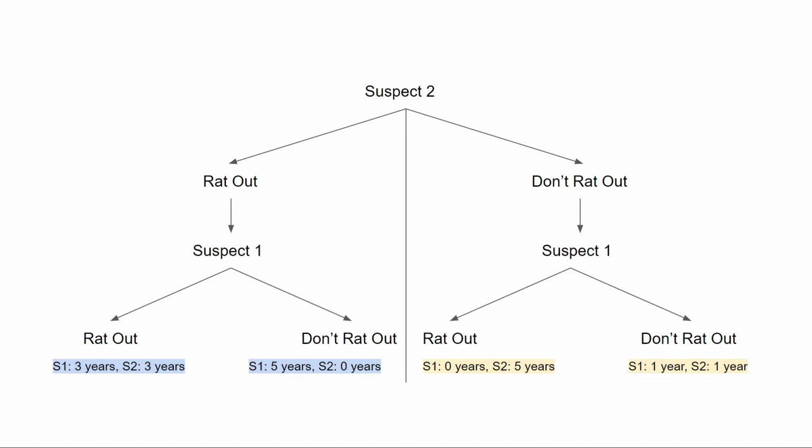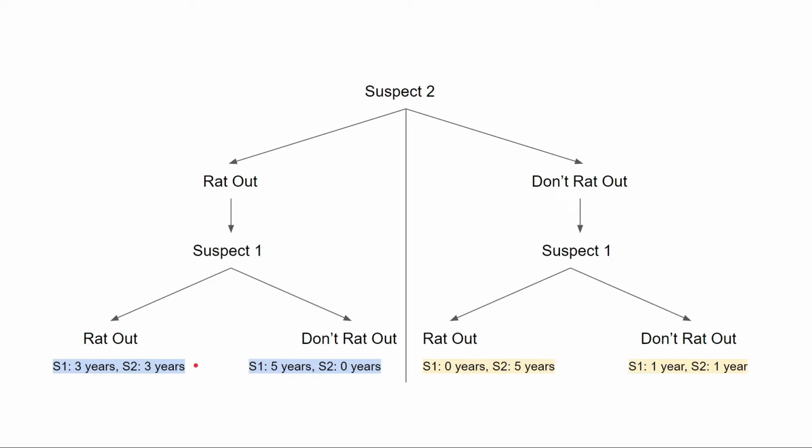But if you don't rat someone else out, and they rat you out, you have to spend a long time in prison. What should we do? There are many reasons this could go different in real life, but we're just looking at the explicit goal of minimizing years spent in prison. If Suspect 2 chooses to rat out, and Suspect 1 knows this, Suspect 1 rats out as well.